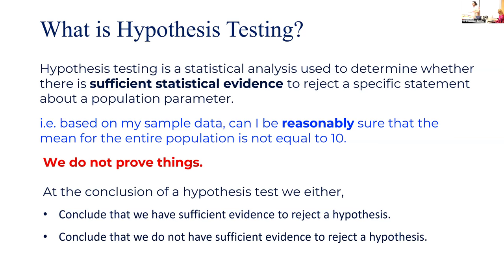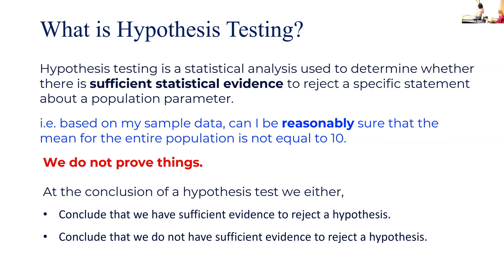Now that seems hyper-specific. We can make that statement more useful than just checking whether or not our mean is equal to 10. In fact, we often have it not equal to zero. I think the important point here is that we're not proving things. I'm not proving that my mean is 10 or my mean isn't 10. It still could be. We're just saying that we have sufficient evidence to say it's probably not, or it's likely not.